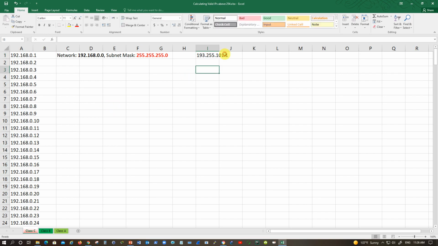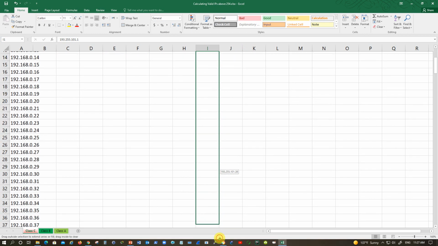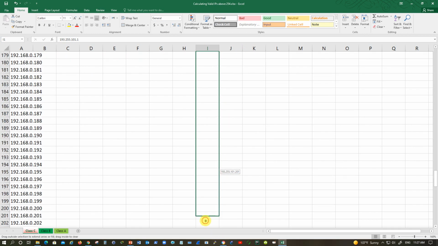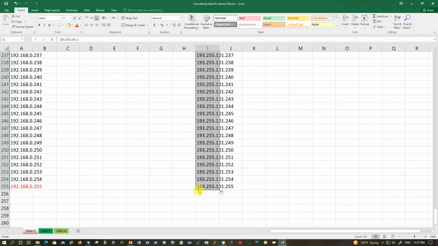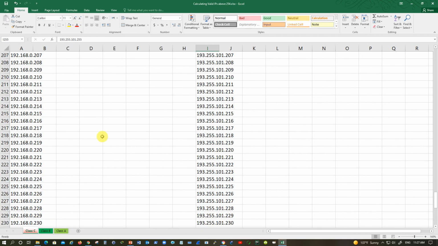So when I do like this, I can just simply click on this cell, and then using the drag handle I can drop it until I reach the maximum in this network, which is 254. I can go up to 254 because 255 is the broadcast. This one is the broadcast, I cannot use it. See, so it's easy for class C.